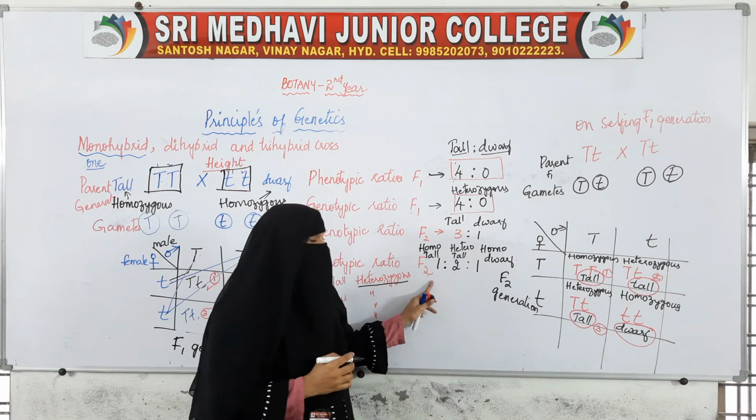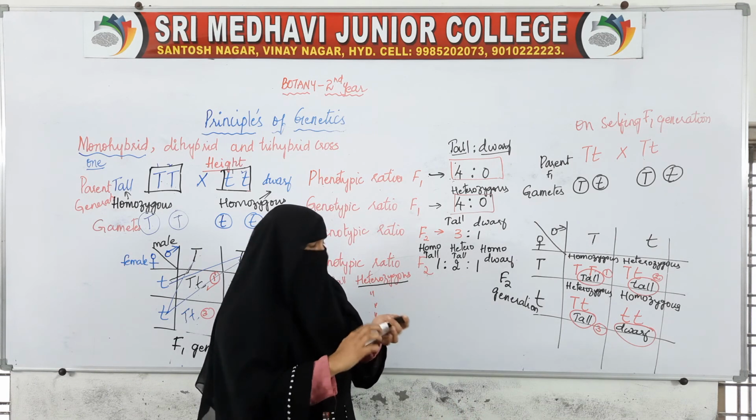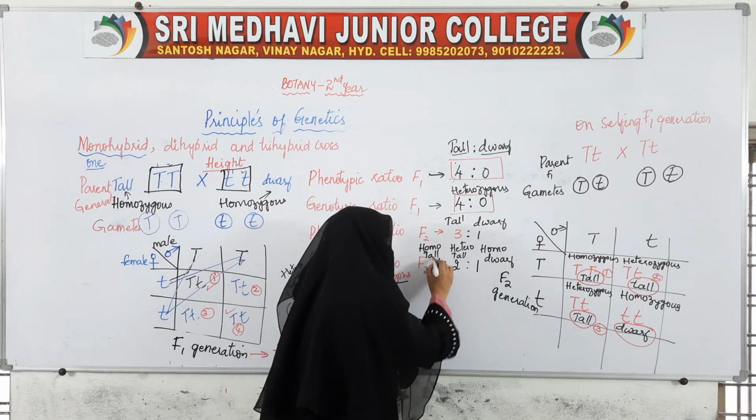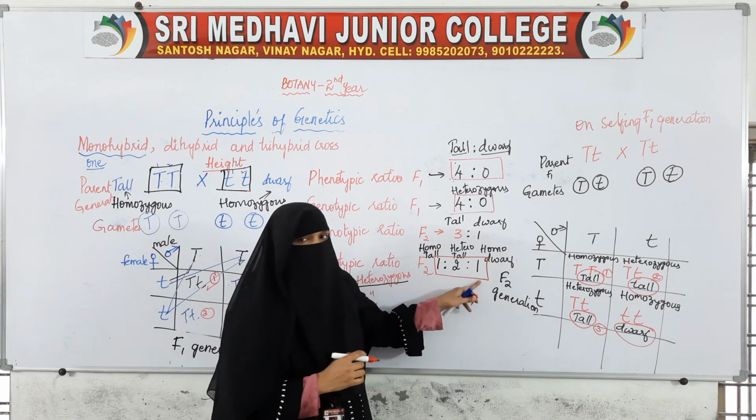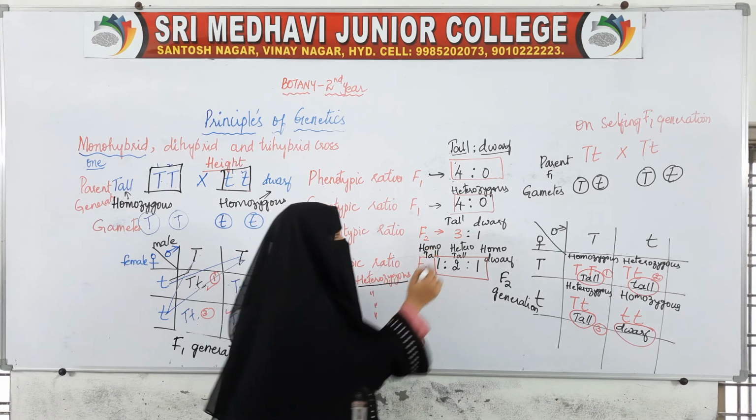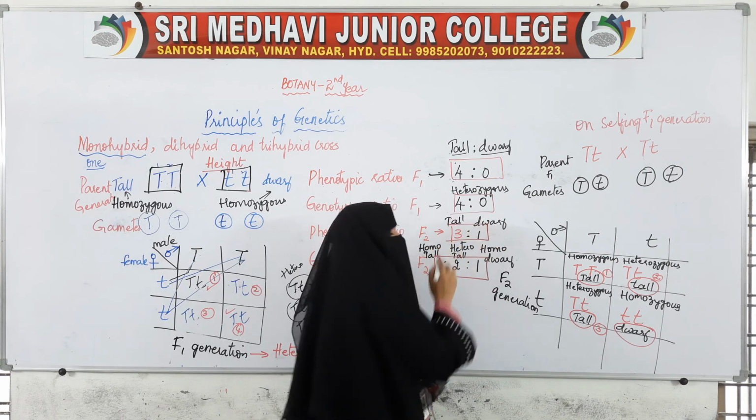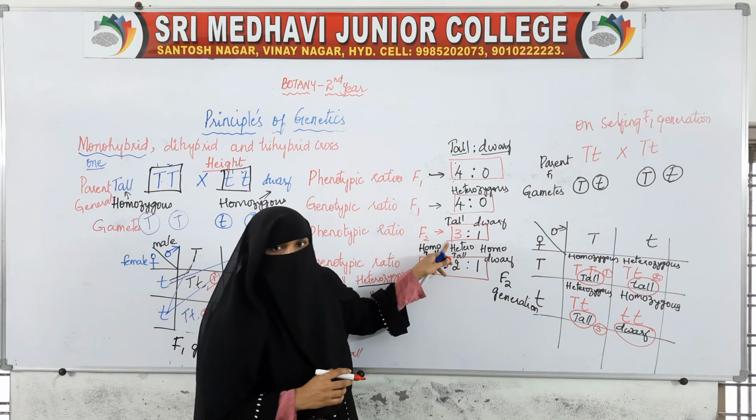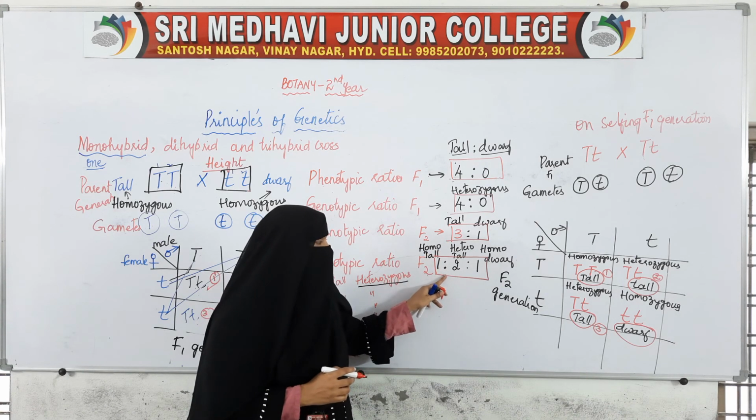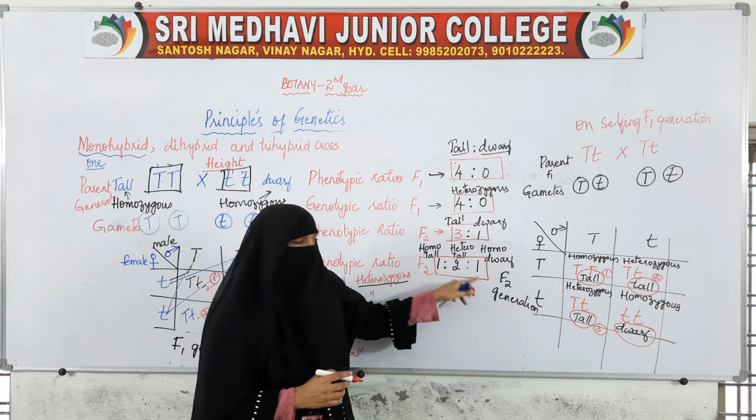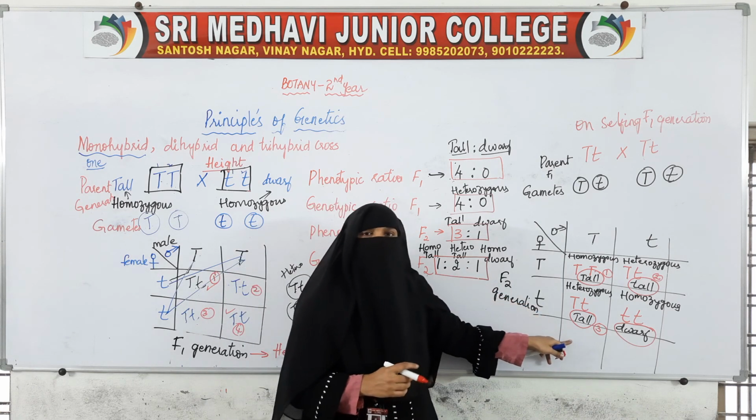So the genotypic ratio in the F2 generation will be 1:2:1, and the phenotypic ratio is 3:1. So this is the second generation.